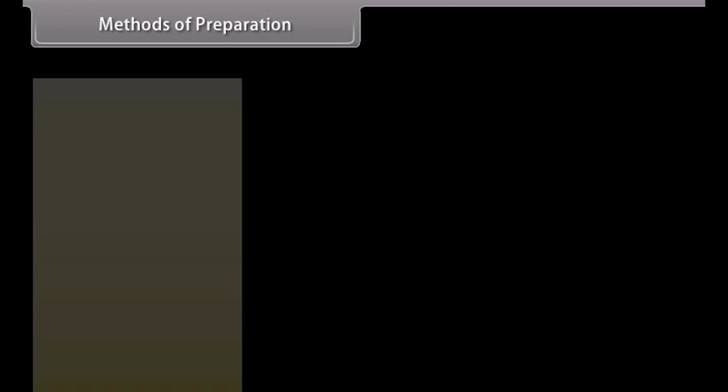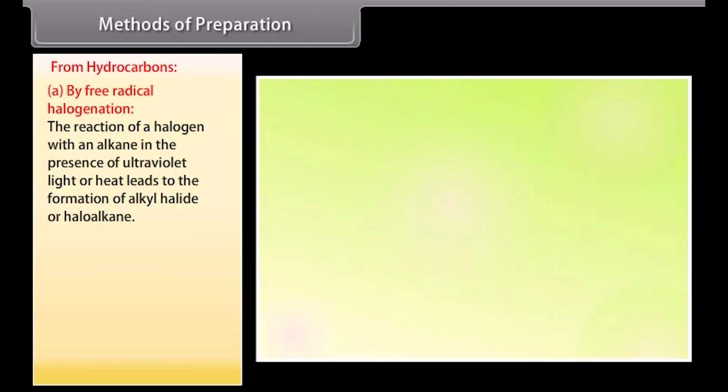Methods of preparation. From hydrocarbons. By free radical halogenation. The reaction of a halogen with an alkane in the presence of ultraviolet light or heat leads to the formation of alkyl halide or haloalkane.